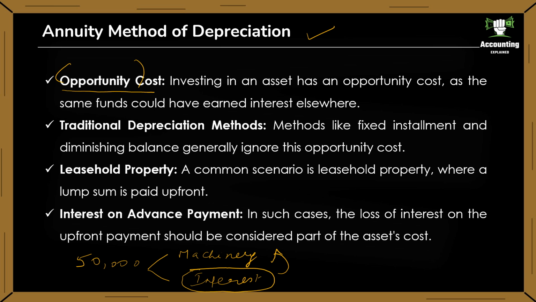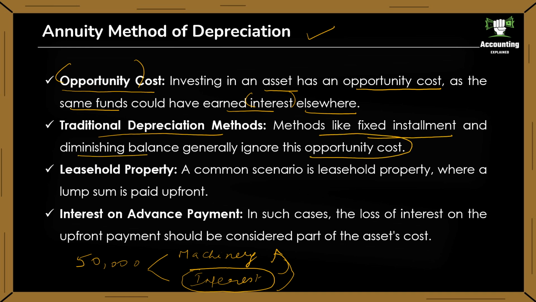See here, investing in an asset has an opportunity cost as the same funds could have earned interest elsewhere. Traditional depreciation methods like fixed installment and diminishing balance generally ignore this opportunity cost. Straight line method and written down value method do not consider the opportunity cost. I have uploaded videos on straight line method and WDV method, that is the written down value method, from the exam point of view and from the revision point of view also. You can go through those videos for a better understanding.